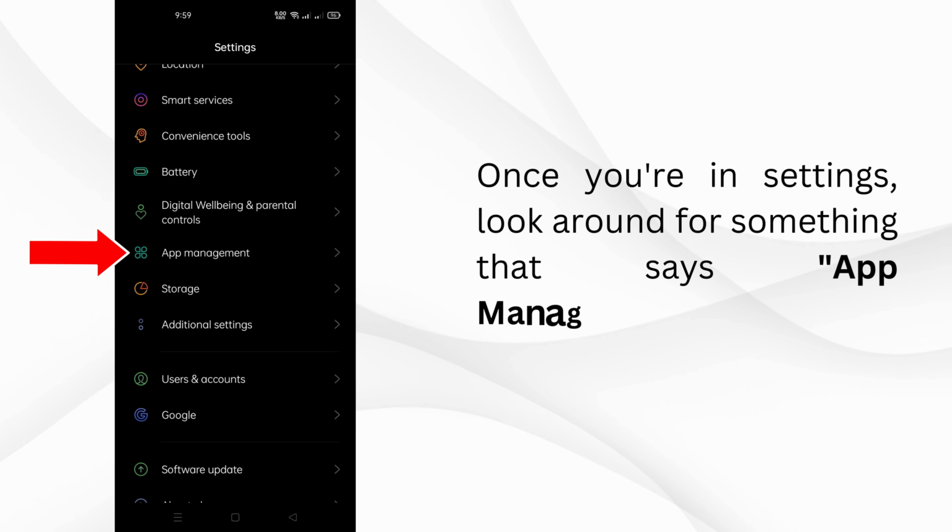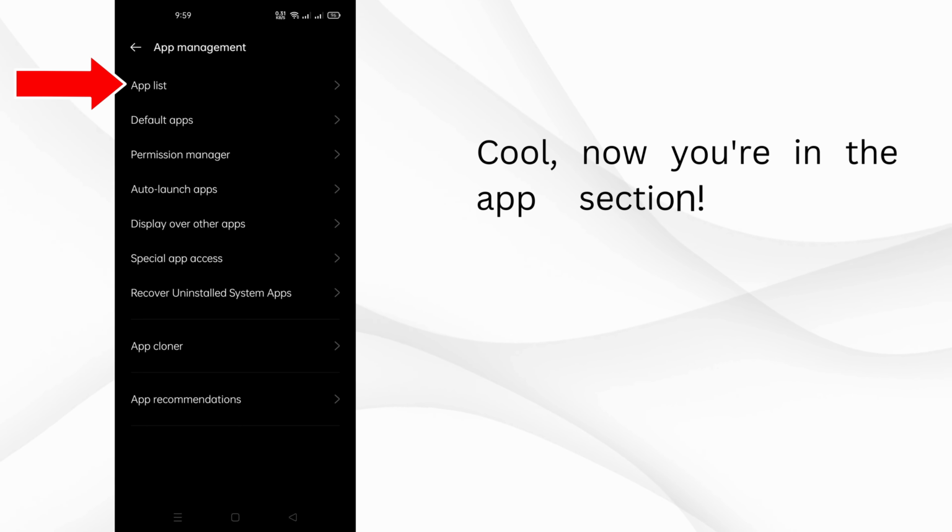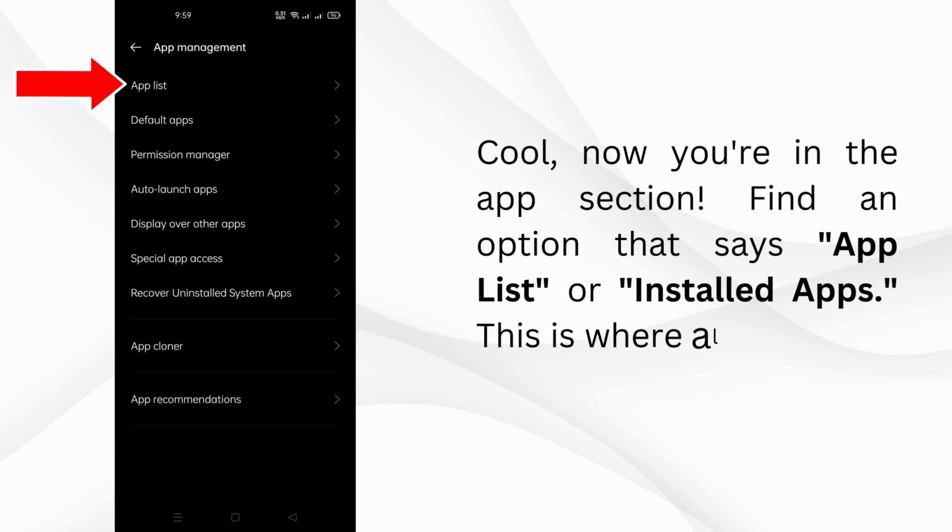Once you're in settings, look around for something that says app management or just apps. Cool, now you're in the apps section. Find an option that says app list or installed apps. This is where all your apps hang out.